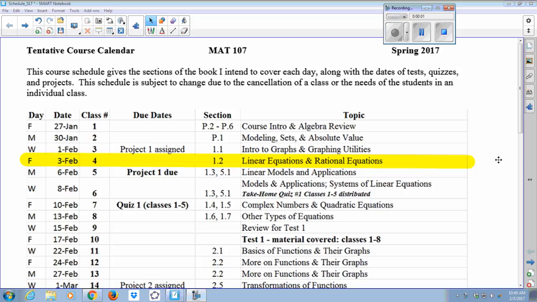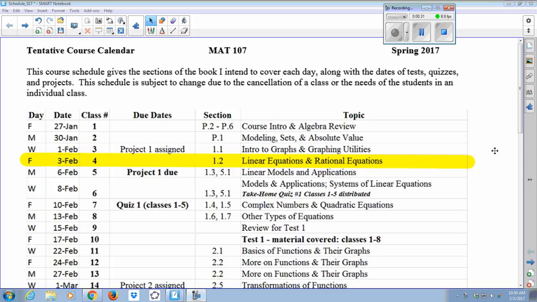Our fourth class, and we're covering the second section in chapter 1, linear equations, which I believe most of you are feeling pretty confident about. And then the rational equations, which is the part that kind of drives us a little crazy. This is where you would have probably ended your Math 096 class if you had that recently. It's probably one of the toughest sections to get through and totally understand.